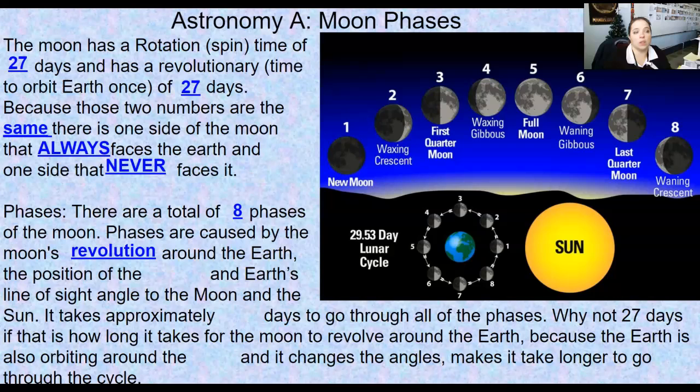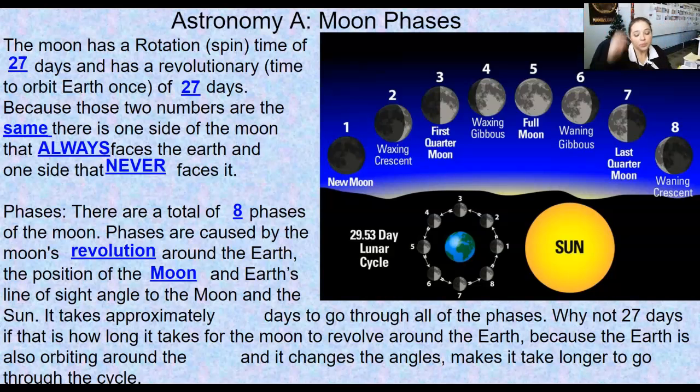Make a note, something to remember the difference. One of my past students said, think of revolution kind of like a resolution, like what you make every New Year's, once a year, because it takes one full year to go around. Revolution around the Earth. The position of the moon and the Earth's line of sight to the moon and the sun. That's how we got the phases. Because it depends on where we are, how we see the moon, and where the moon is compared to the sun for us.